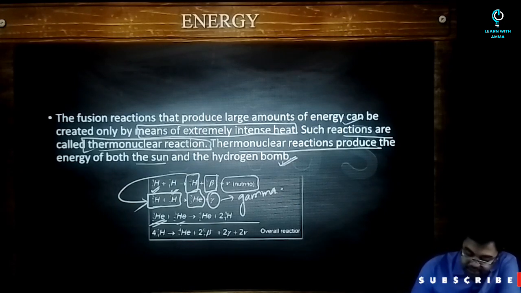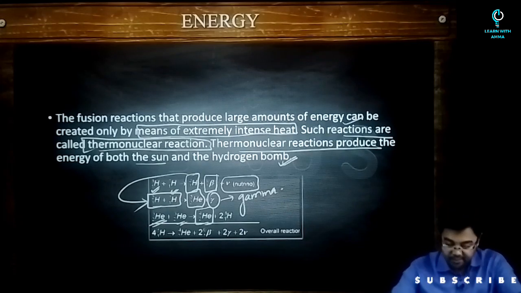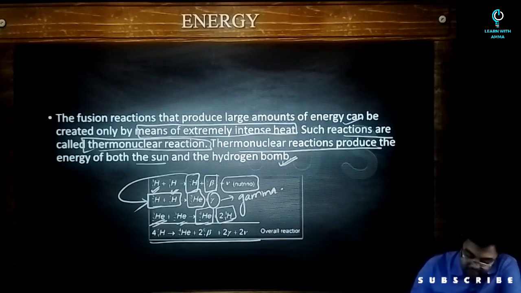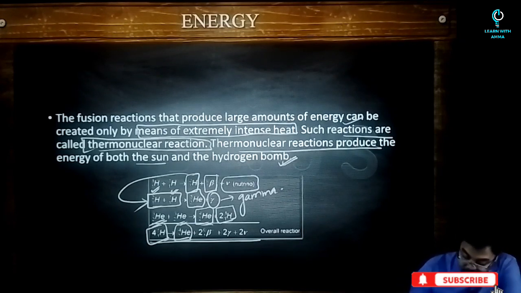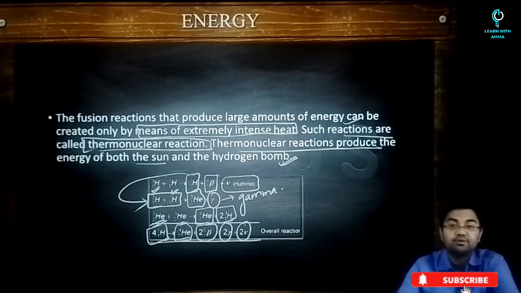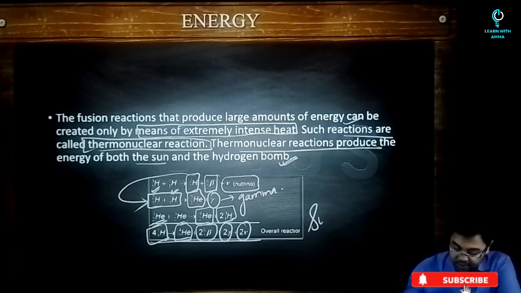And this helium will combine to form a more stable helium and two hydrogen nuclei. So the net reaction is that 4 hydrogen nuclei come together to form one helium nucleus, with 2 beta emissions, 2 gamma emissions, and 2 neutrinos coming out. This is what happens in the sun.